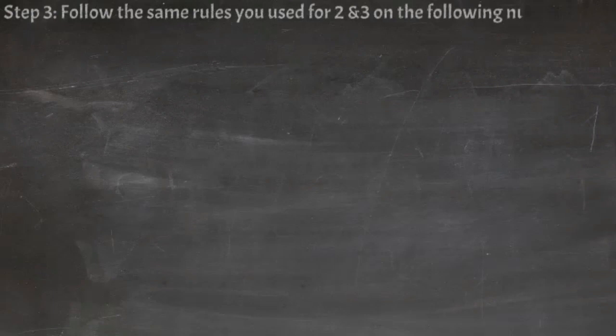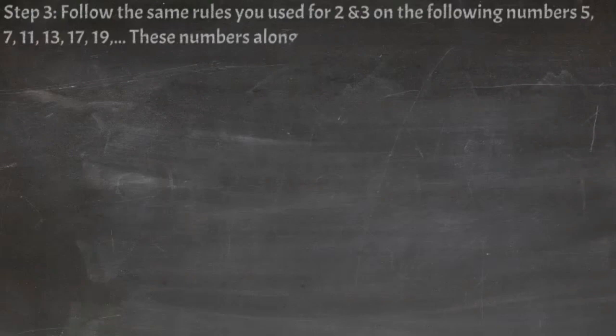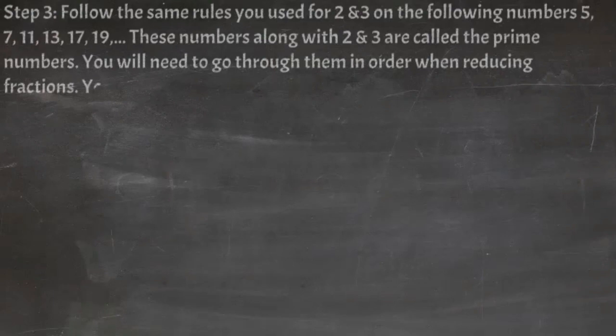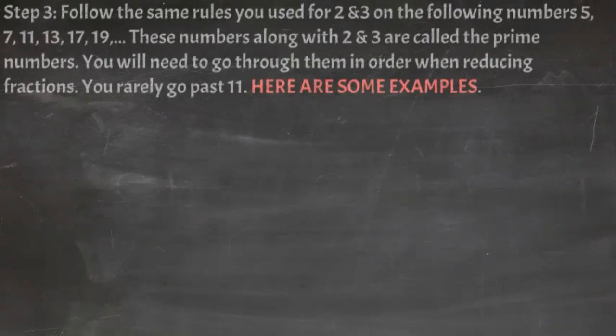Okay, step 3. Follow the same rules you use for 2 and 3 on the following numbers: 5, 7, 11, 13, 17, 19, and so on, if 2 and 3 don't work. These numbers, along with 2 and 3, are called the prime numbers. So you will need to go through them in order when reducing fractions. You rarely go past 11, but be prepared for that.